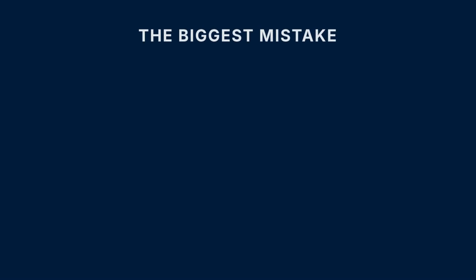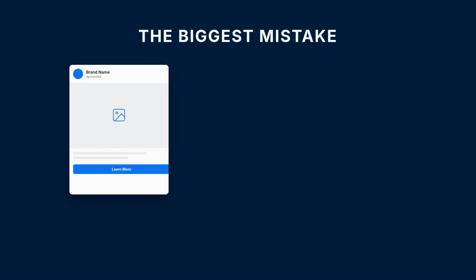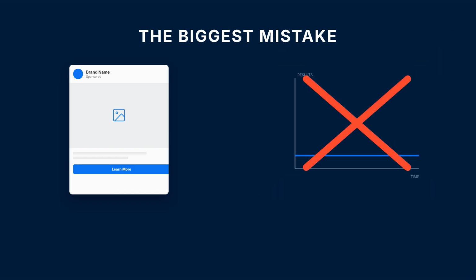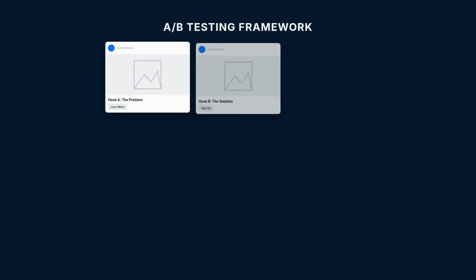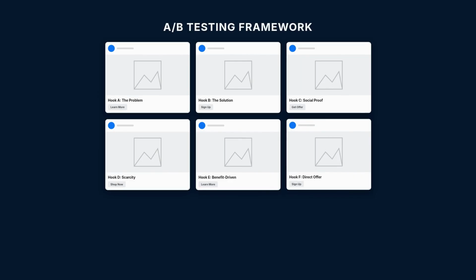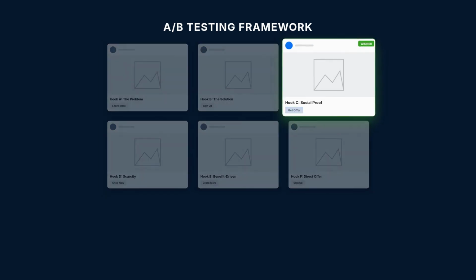Here's the biggest mistake beginners make. They create one ad, then they wait for results. But advertising is a testing process. You should always test multiple creatives. Different hooks, different videos, different messaging, because the goal is not to create one perfect ad. The goal is to find one winning ad out of many tests.